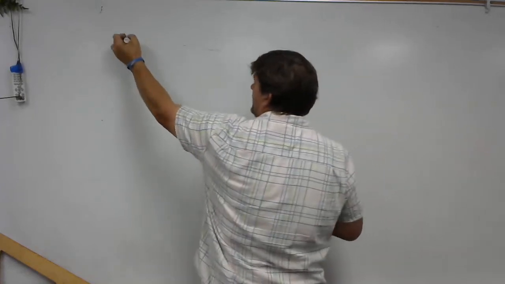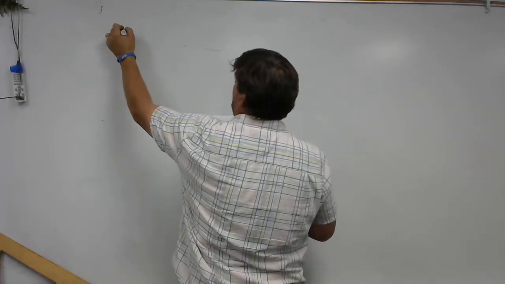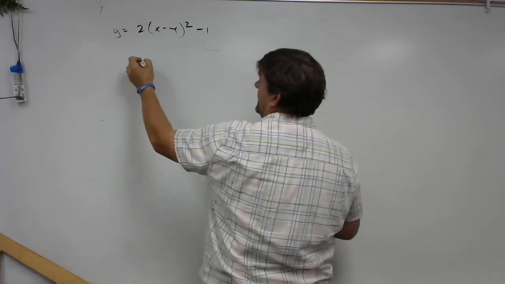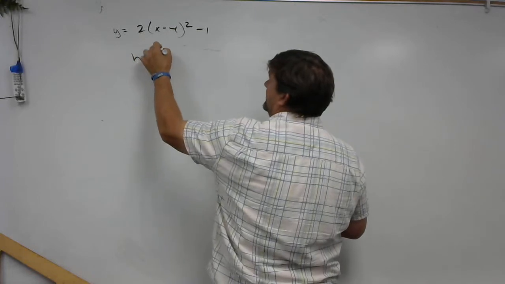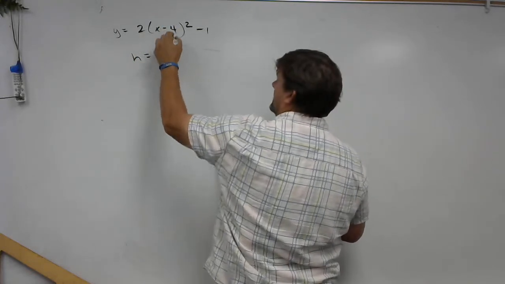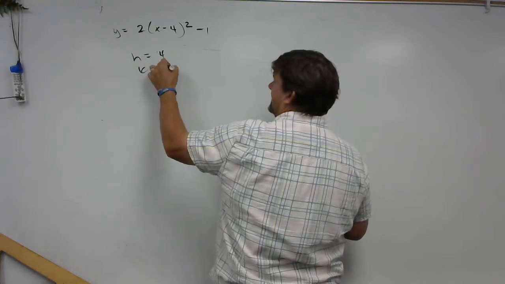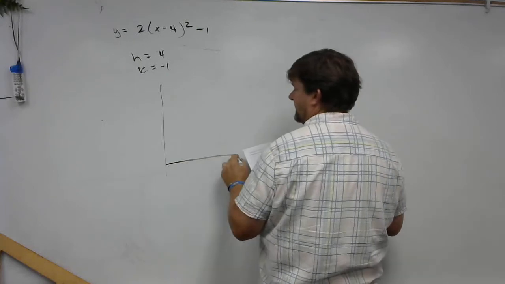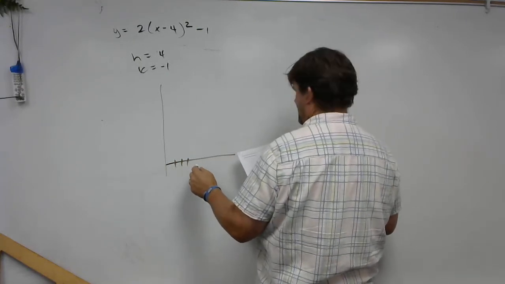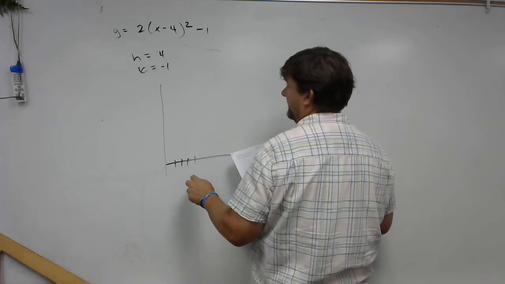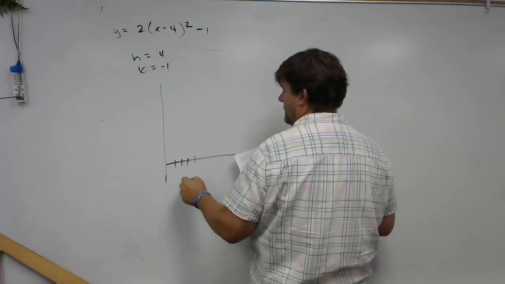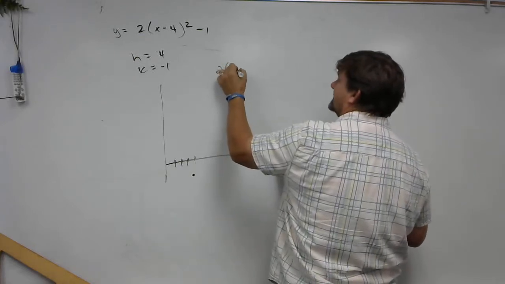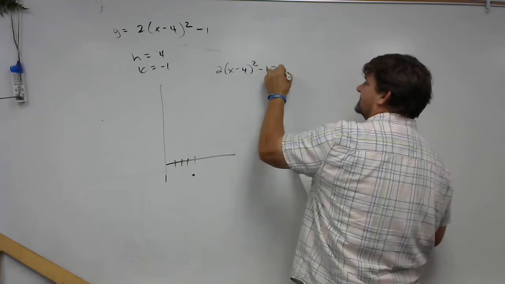Number 2, let's see, y equals 2 times x minus 4 squared minus 1. H is equal to 4, k is equal to negative 1. And so if I graph this, on the graph that you see, I'm going to go over 4, and I'm going to go down to negative 1. It's down here. So now I'm going to do 2 times x minus 4 squared minus 1 equals 0.